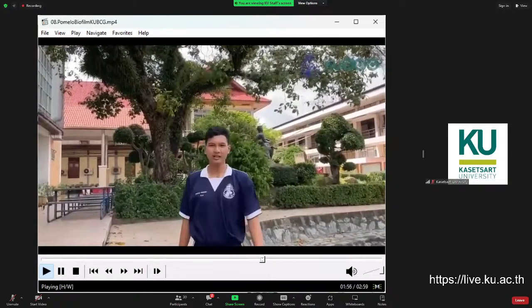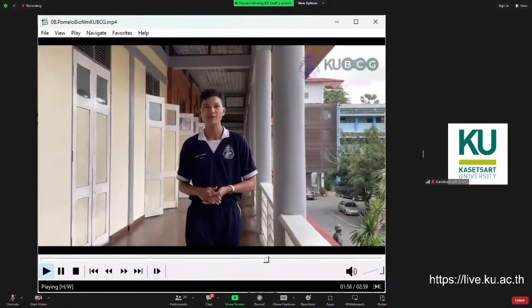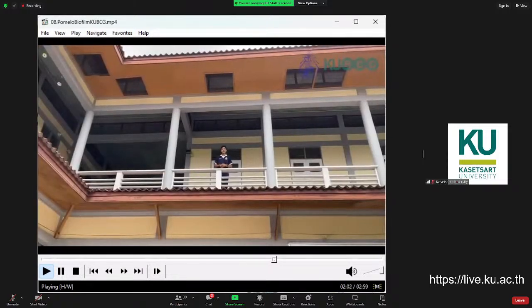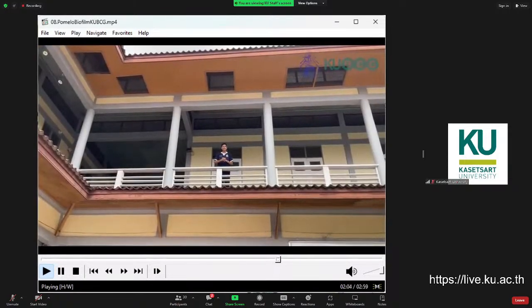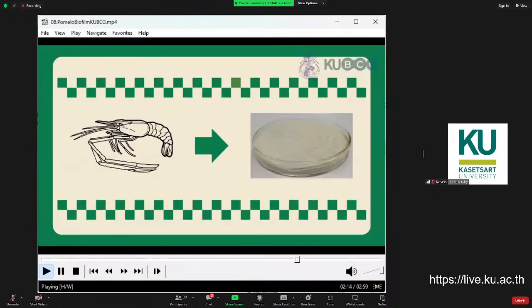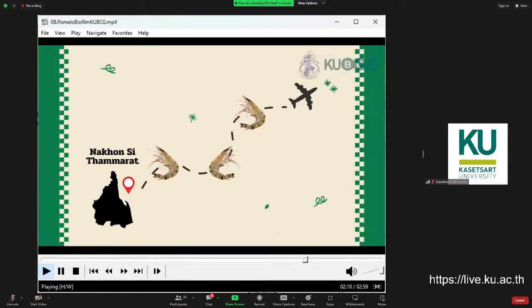From our research, we have developed a biofilm made from pomelo peels that dissolves in water and includes chitosan. This idea is supported by research on biodegradable packaging development using shrimp shells, chitin and chitosan by Mr. Somkiat Ditkaew from Prince of Songkla University. Chitosan extractable from shrimp shells is abundant, as Nakhon Si Thammarat is a leading exporter of shrimp.